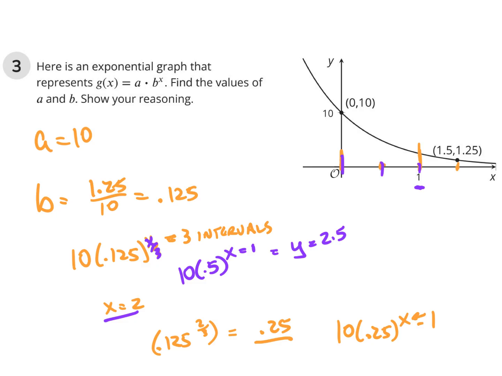Now for the orange one, when x equals 1, that's 1 orange jump. This is 1 orange jump. Y equals 2.5. So I get pretty much the same number. I get the same exact number. For different intervals, your B must be different. You cannot have the same B, the same factor, for different intervals, for different periods of time, whatever's on the x-axis.